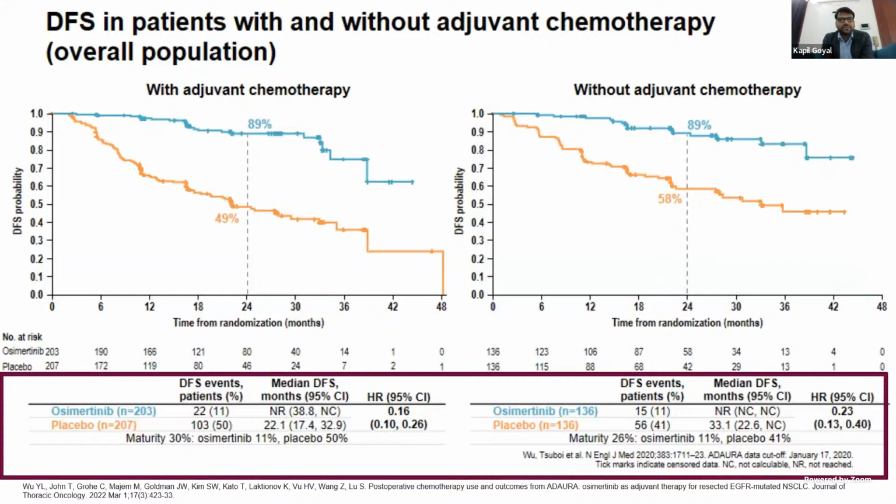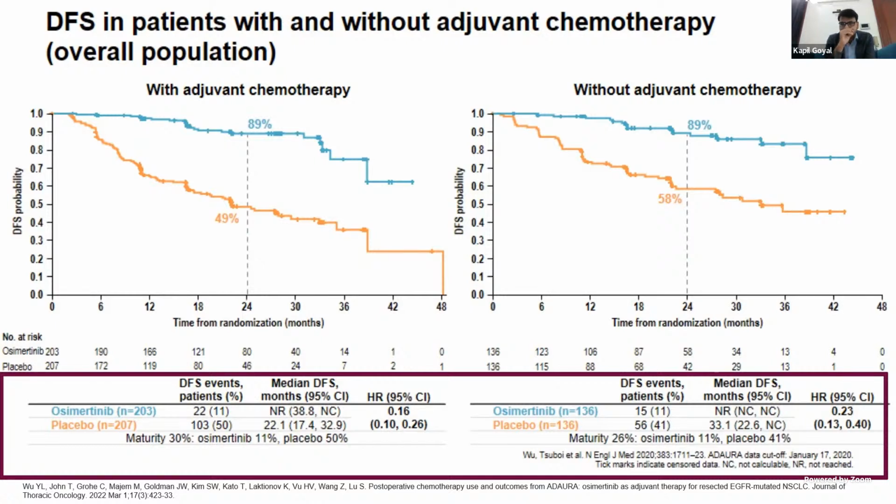If we look at the DFS curves in patients with and without adjuvant chemotherapy, here we see that in patients who received adjuvant chemotherapy, the curves were almost similar, while the benefit of osimertinib was maintained in both the groups. The median DFS was not reached in the osimertinib group, while it was 22.1 months in the placebo group. In patients who did not receive any adjuvant chemotherapy, the osimertinib group median DFS was not reached, and in the placebo group it was 33 months. Hazard ratio was 0.3.